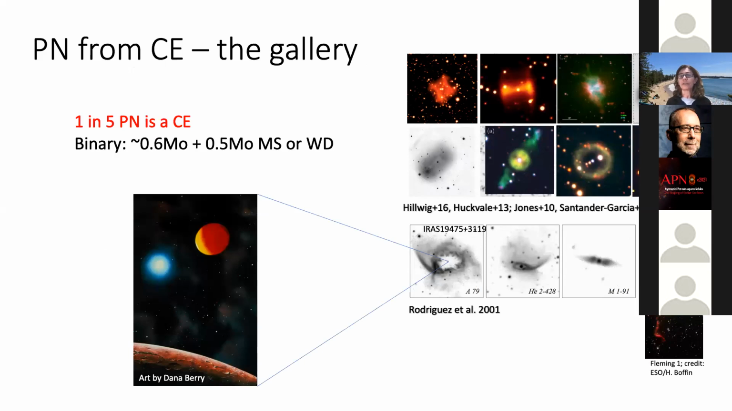1 in 5 of all planetary nebulae are ejected common envelopes. And this is a strict lower limit. This is what we know of, but there are lots and lots of observational biases that make us know that there's going to be a lot more than this.